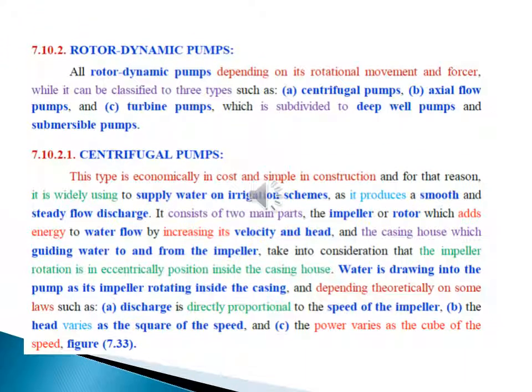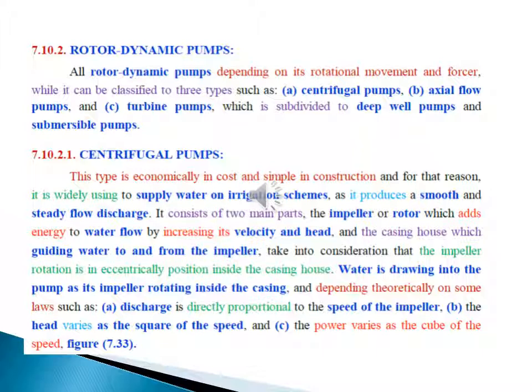Look, my dear, to the second main category of pumps. It is the rotor dynamic pumps. It depends on its rotation movement and forces, and it can be classified into three types, as remembered before: centrifugal pumps, axial flow pumps, and turbine pumps.